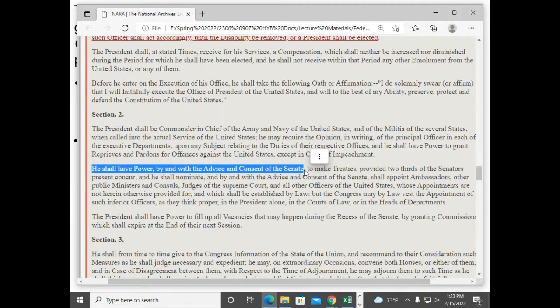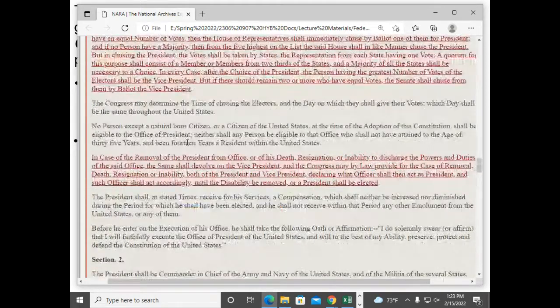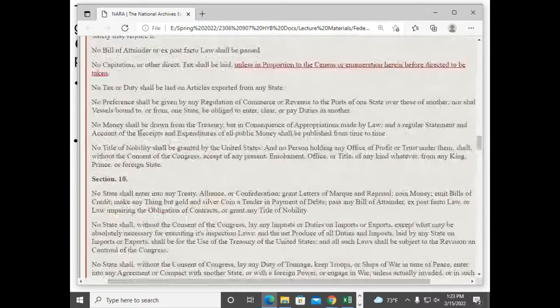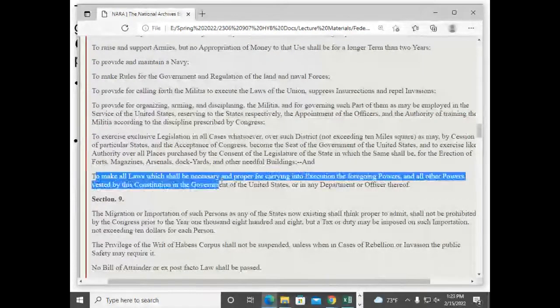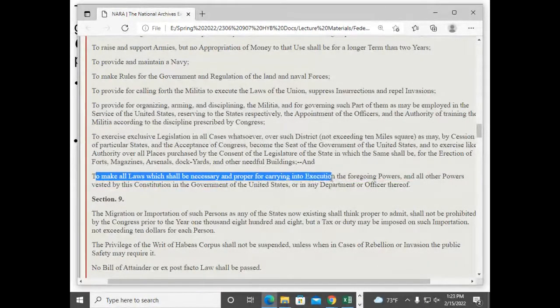But you know what else? Not only is that treaty the supreme law of the land, but Congress has the authority here to make laws that put that treaty into effect. All laws necessary and proper to carry into execution the treaty-making power of the president. These are all provisions that were part of the original language of the Constitution. This is not constitutional amendment.